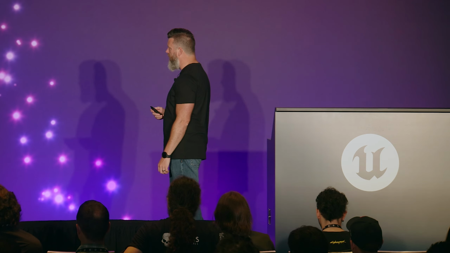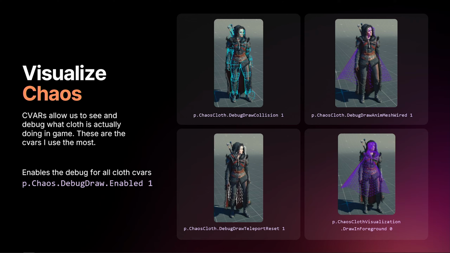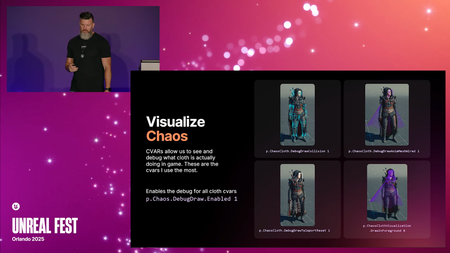And then the other one in the bottom right here, you can hopefully see it in the transition, is the draw in foreground. By default, the wire mesh draws through the mesh, and I find it to be distracting and not super helpful. So that actually makes the wireframe not draw through, and it's something that I like to use most of the time.